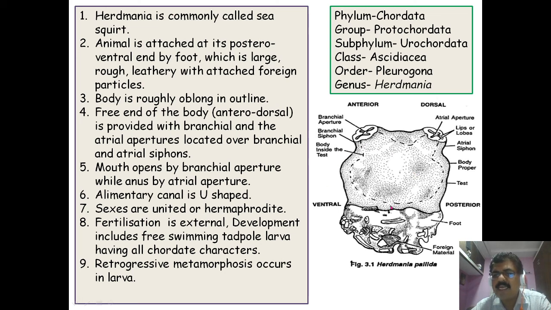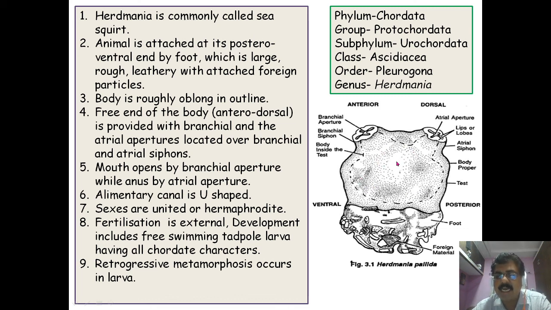The body is covered with a thick leathery covering that we call the test, or tunic. The body is divided into two parts: this is the foot portion and this is the body proper. The body is oblong, or potato shaped, and the alimentary canal starts from the branchial aperture and opens by the anus into the atrial siphon, and the waste material is released outside by the atrial aperture. The sexes are united, or this Herdmania is a hermaphrodite.